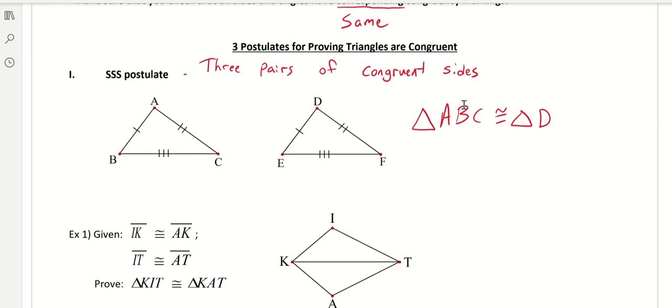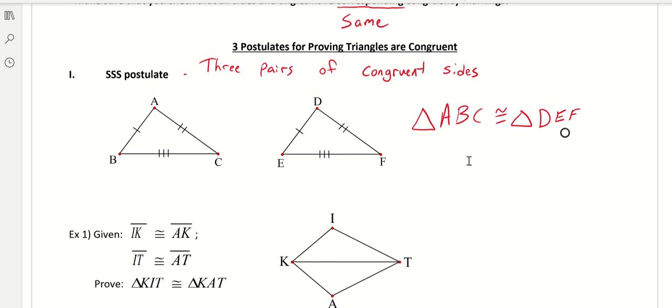B was written second. What is B? B is where the one tick mark side intersects the three tick mark side. So that is where B is. The one tick mark side intersects the three tick mark side at E. So E should go second. Where is C? C is where the two tick mark side intersects the three tick mark side. The two tick mark side intersects the three tick mark side at F. So DEF is what you should have there.